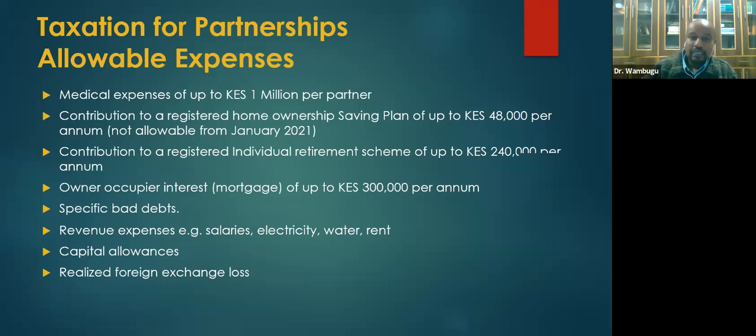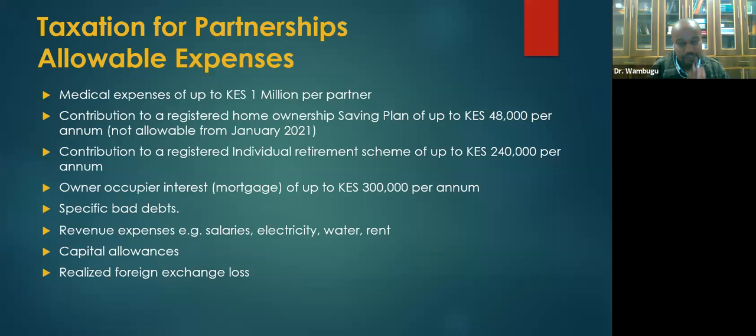Now, the contribution to the home ownership savings plan of up to 48,000 per annum. Now, you remember I said that from 2021 it will not be allowable because of the finance bill which was read last month, this was changed. Your contribution to a registered individual retirement scheme of up to 240,000, that's about 20,000 every month, is allowable. Owner occupier mortgage interest of 300,000 per annum, that's about 25,000 shillings per month. So the interest you pay on your mortgage for up to 300,000 per year is an allowable expense.